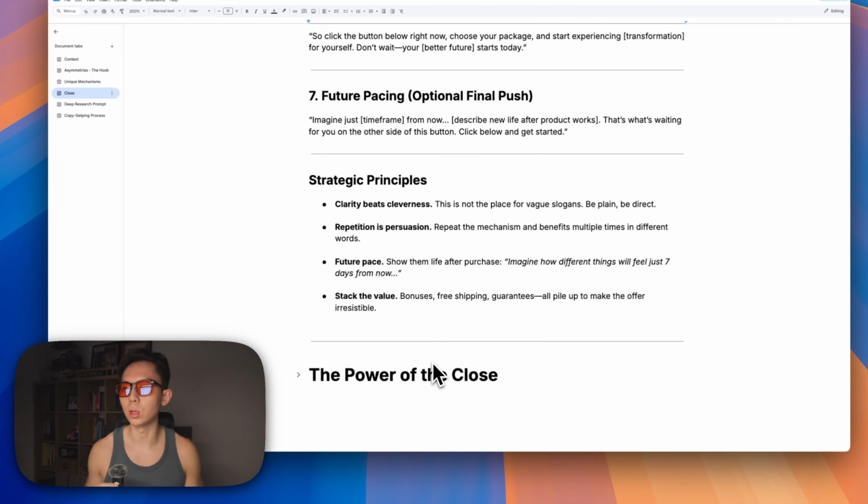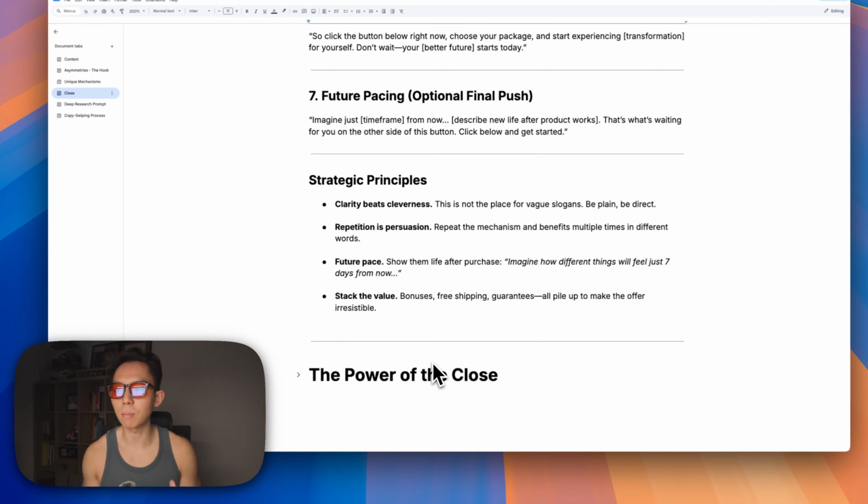Now, a few strategic principles. Clarity beats cleverness. Just be plain, be direct, write your copy in a very simple way. Try to avoid jargon. Don't get too technical. Repetition is persuasion, so repeat the mechanism and benefits multiple times in different ways.